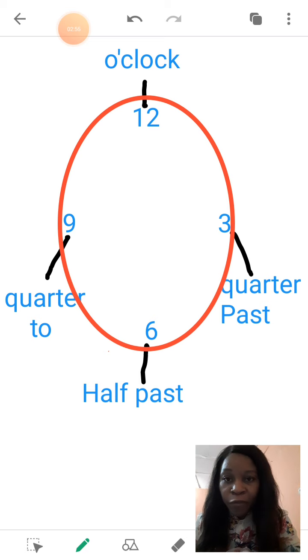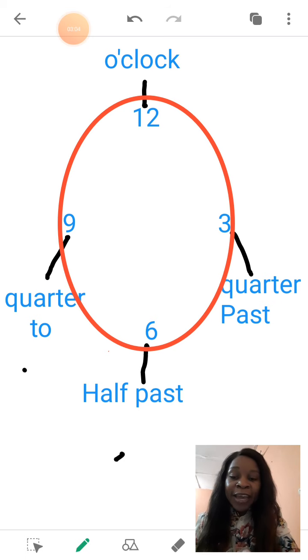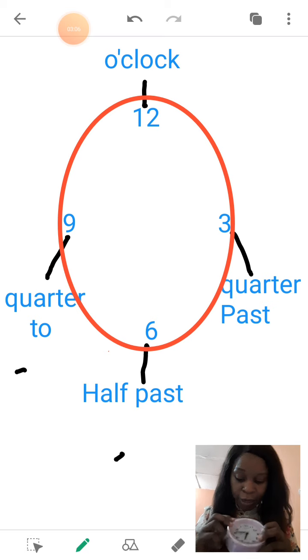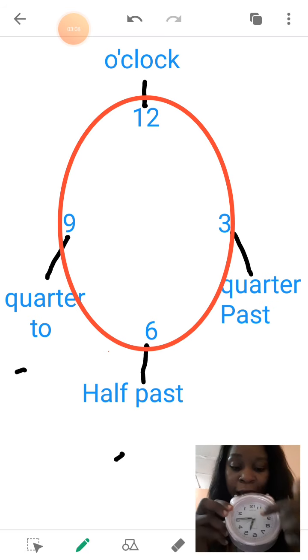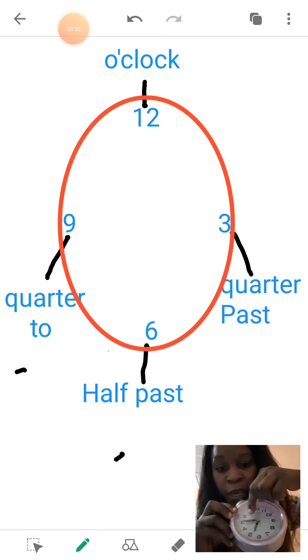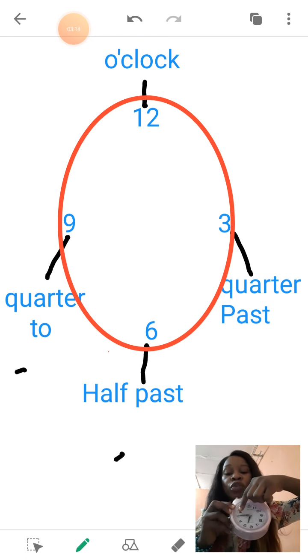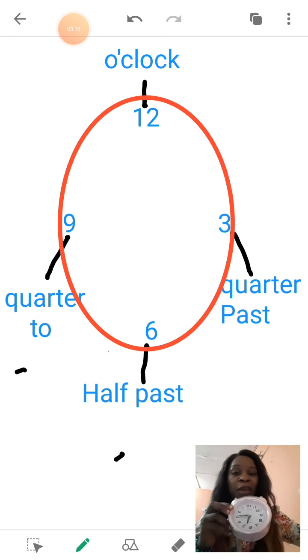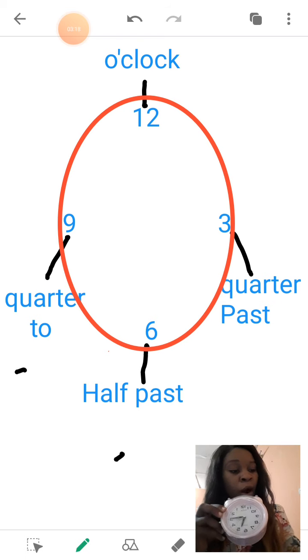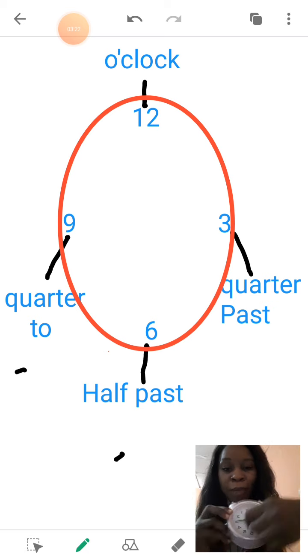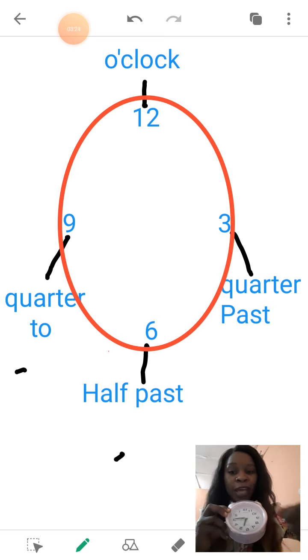The 12 is o'clock. The 3 is quarter past. The 6 is half past. The 9 is quarter to. Now, this is my clock. The minute hand is on 3. That's quarter past. So if you go to your clock, write on a piece of paper, quarter past, and stick it to the side so you don't forget.